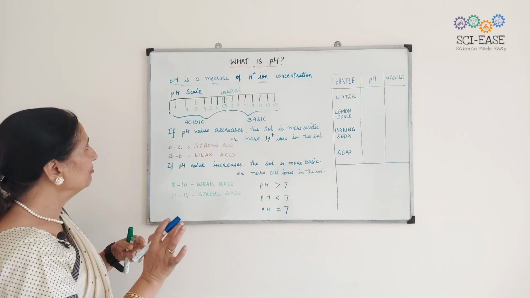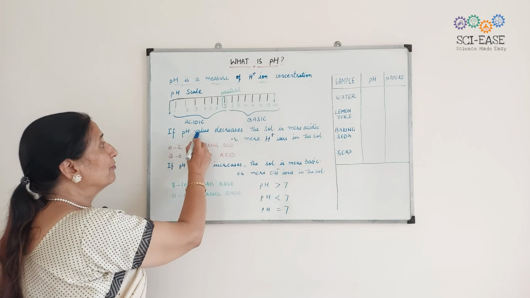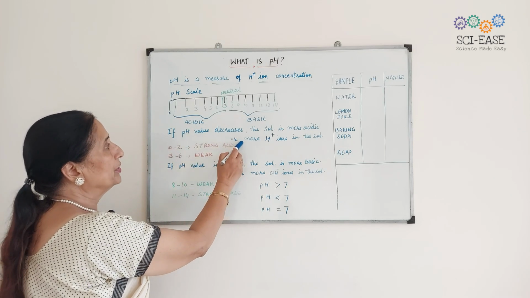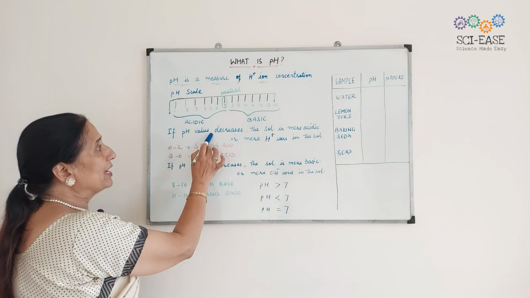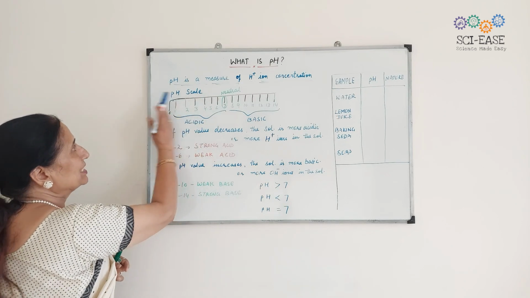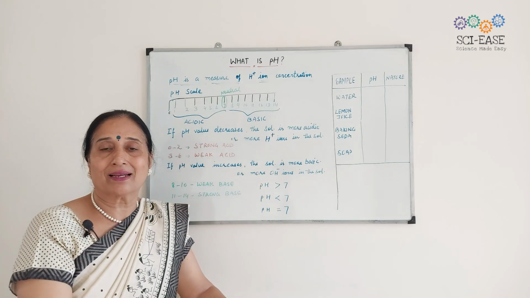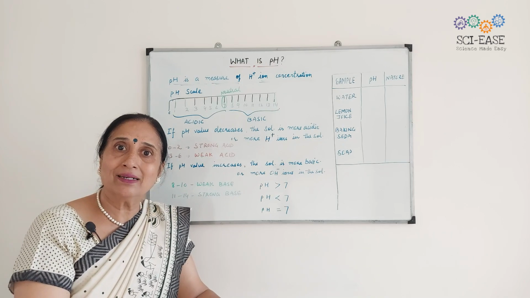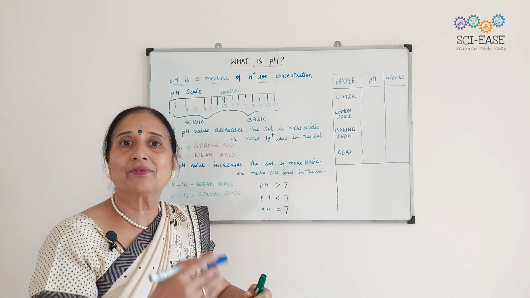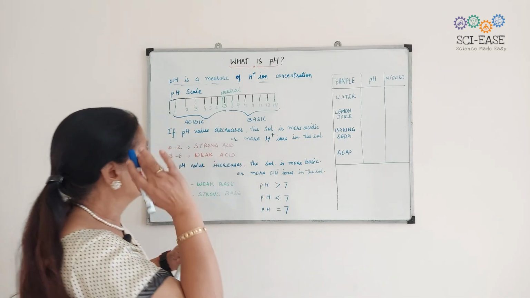Okay? Then it is a weak acid. If pH value, this you must write in your notebook. If pH value decreases, this means the solution is more acidic. What do you mean by more acidic? That is, there is more concentration of H positive ions.